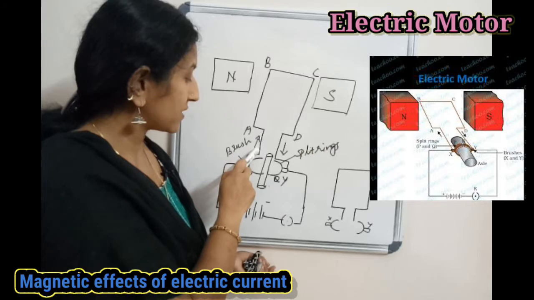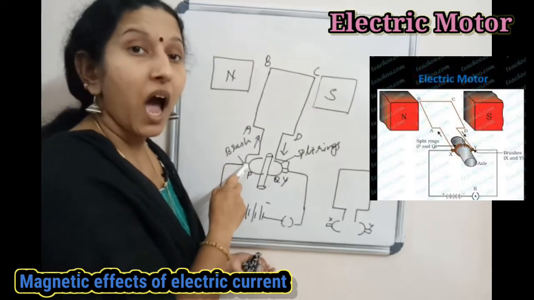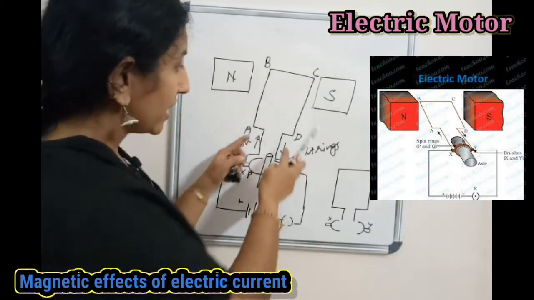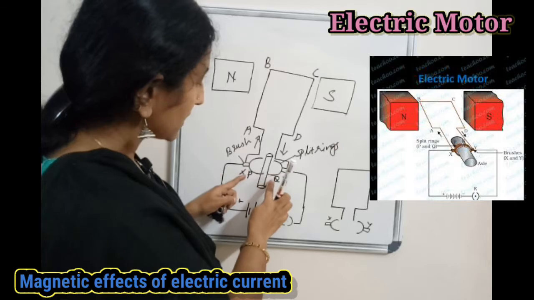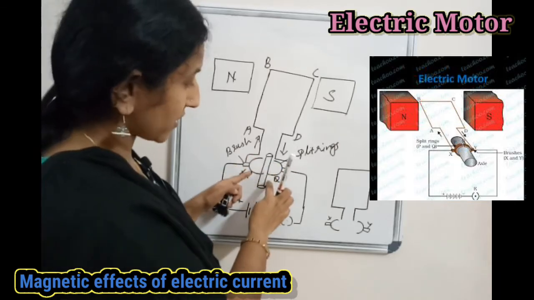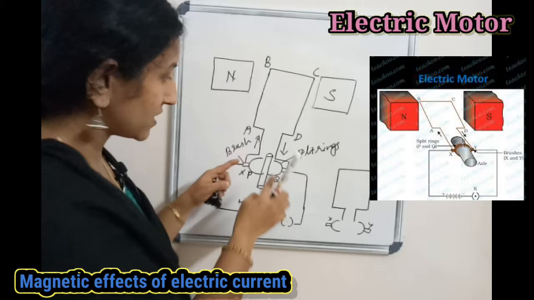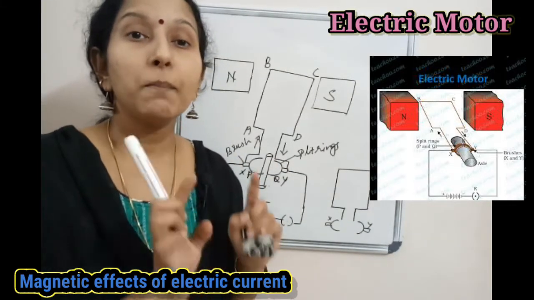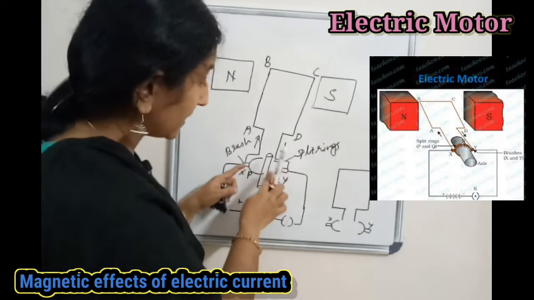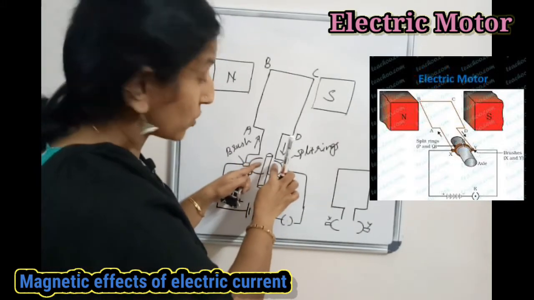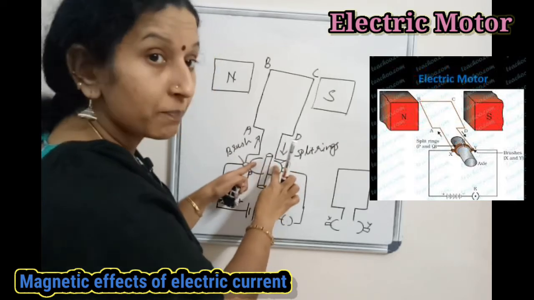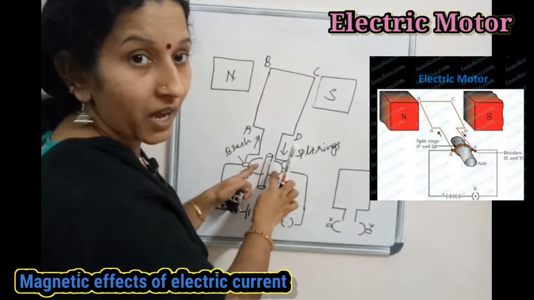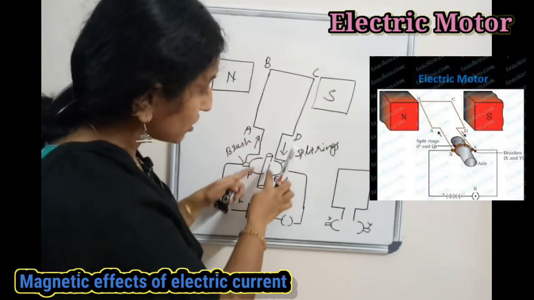So the ends of the coil are connected to the two halves P and Q. These two halves, P and Q, are two half rings. The ends of the coil are connected to them, and the inner side of these halves is insulated and attached to an axle.